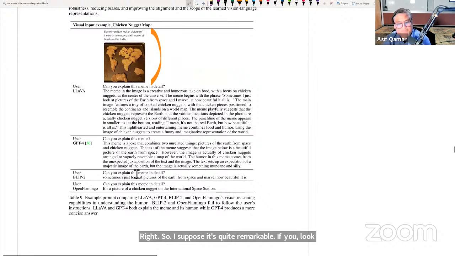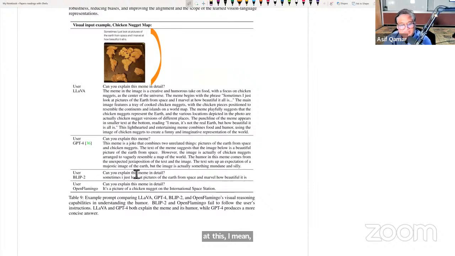In case you have seen, relatively, when you ask GPT-4, it has a much briefer answer. This meme is a joke that combines two unrelated things, a picture of the earth from space and chicken nuggets. The text of the meme suggests that the image below is a beautiful picture of the earth from space. However, the image is actually of chicken nuggets arranged to vaguely resemble the map of the world. The humor in this meme comes from the unexpected juxtaposition of the text and the image.